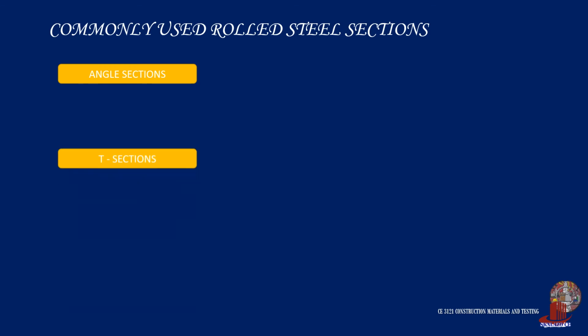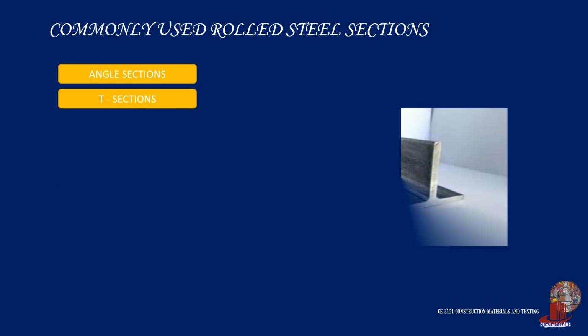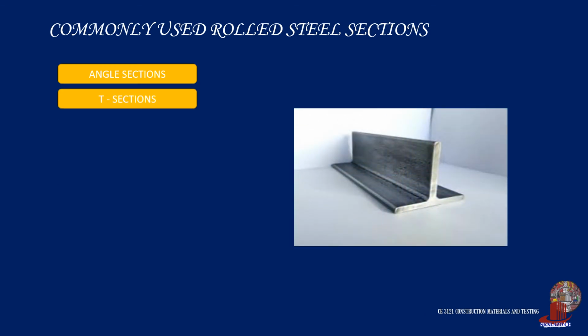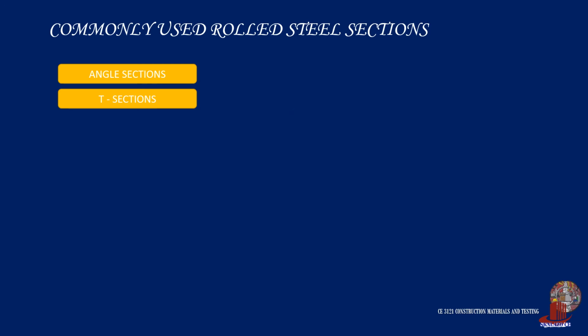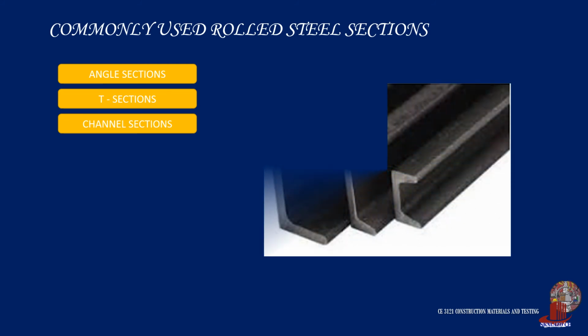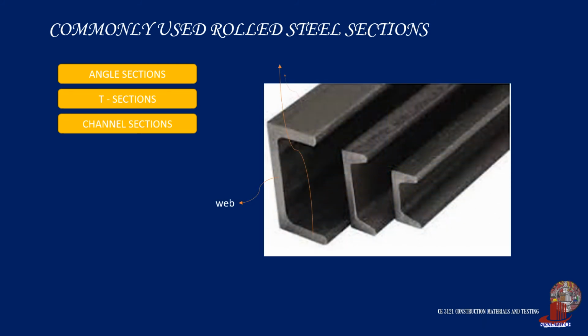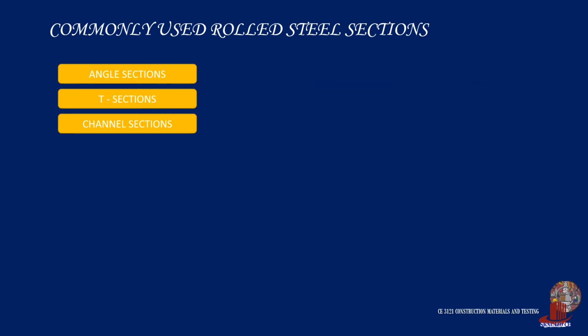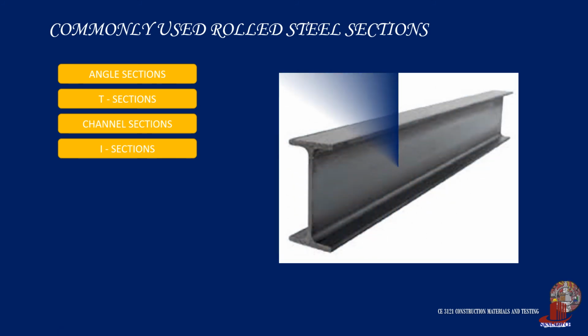Similar to angles, T-sections are often used as structural members in steel roof trusses and also in built-up sections. Channel sections consist of one web and two flanges, used as structural members in steel frame structures. I-sections are also popularly known as beams and rolled steel joists. These are used for floor beams, columns, lintels, and others.